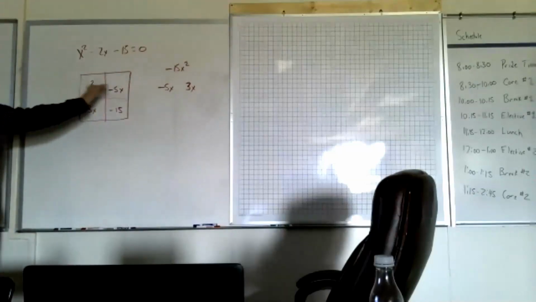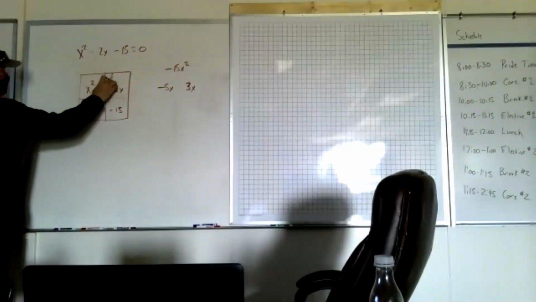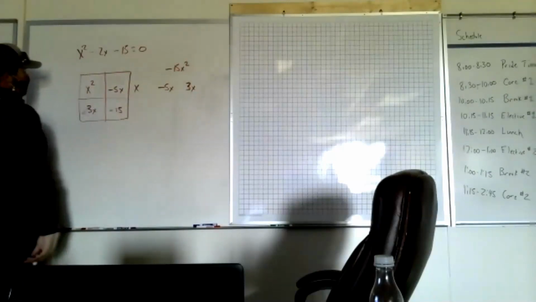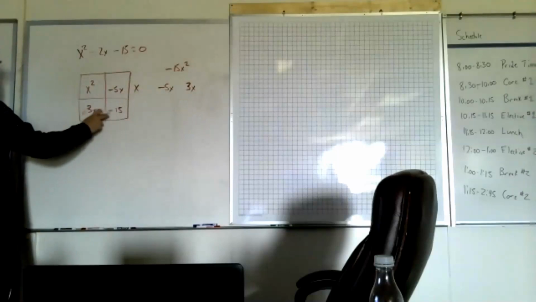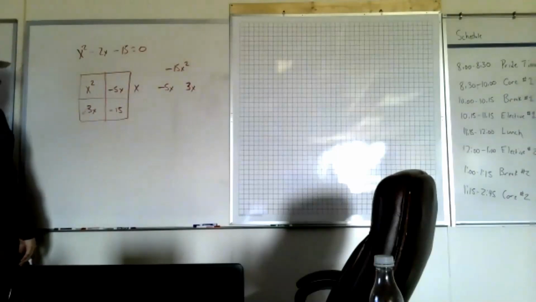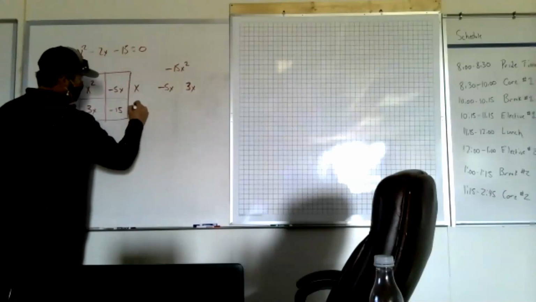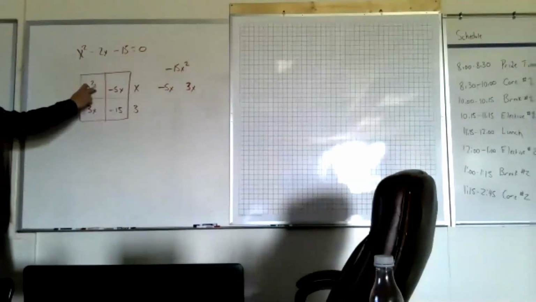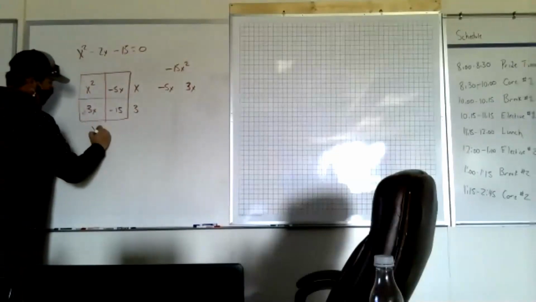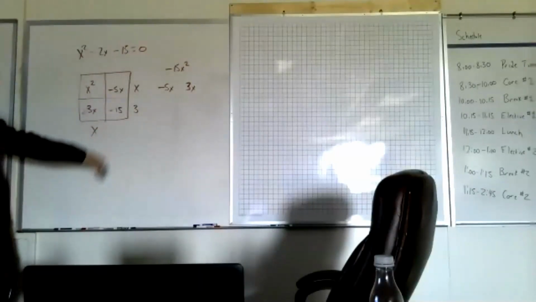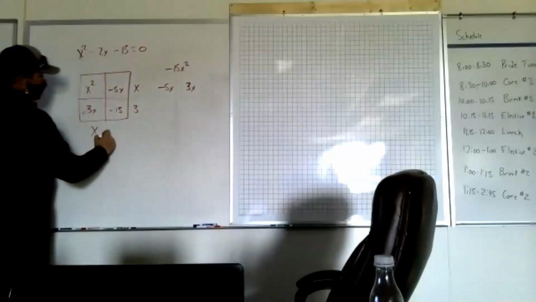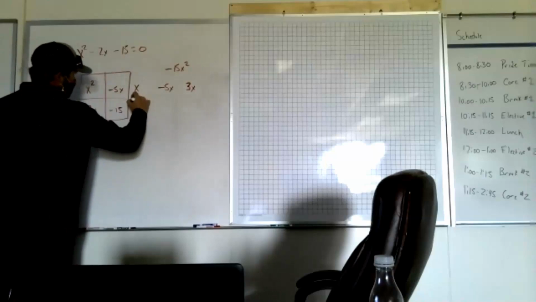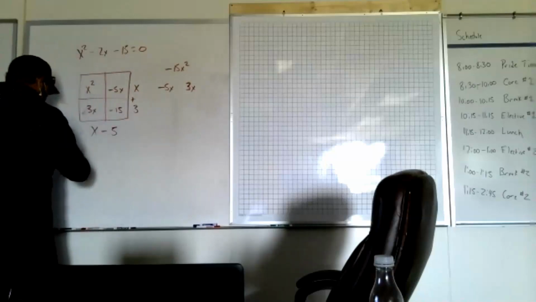Then working rows first, I factor out the greatest common factor. Between x squared and negative 5x, that is x. Between 3x and negative 15, the greatest common factor is a positive 3. Between x squared and 3x, greatest common factor is x. Between a negative 5x and a negative 15, that gives me negative 5. Okay, those are my two binomials.